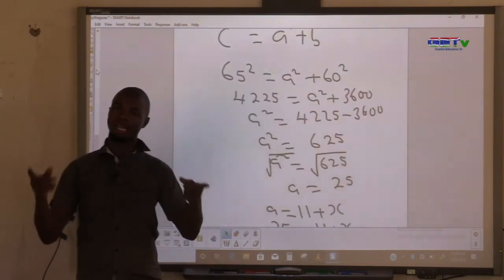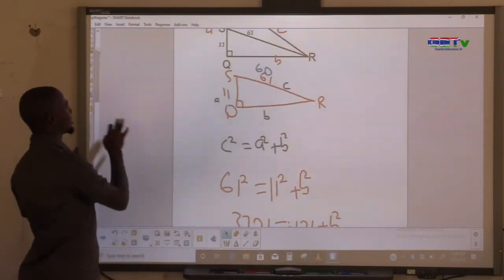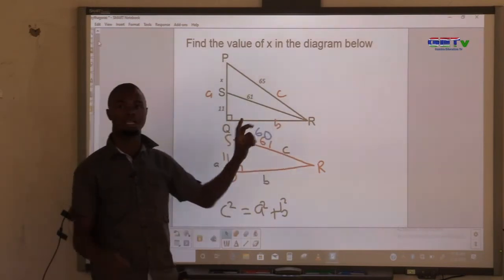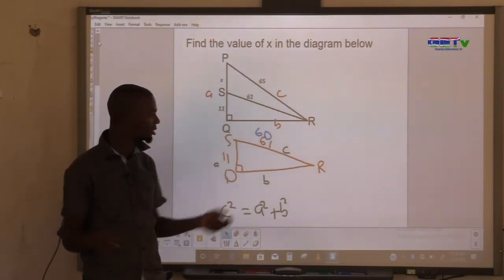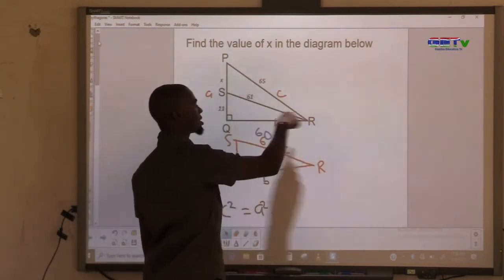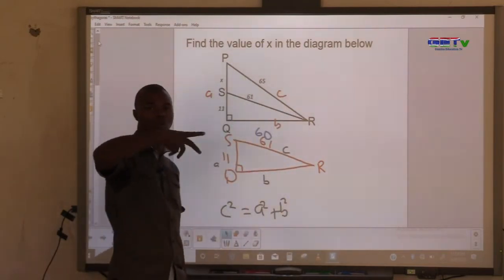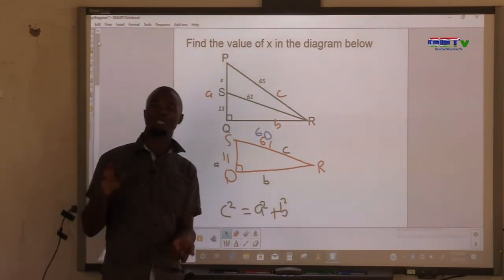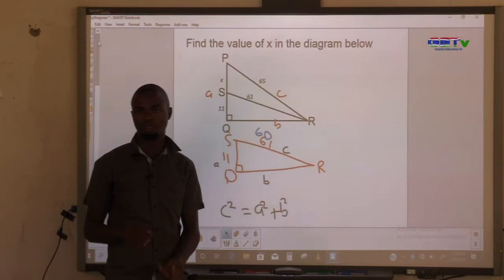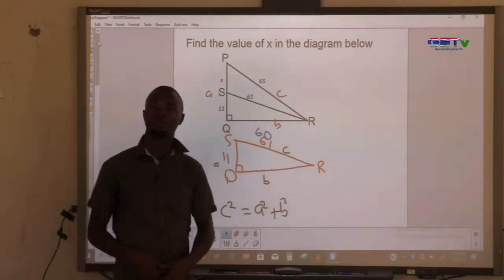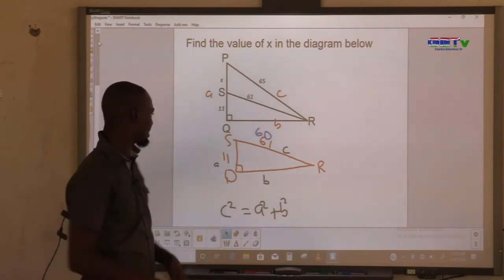So this is what we do to get the value of x. We first find the length QR, that is the smaller right angle triangle. Then after getting that, you can realize we have two complete sides of the bigger right angle triangle. Then we use it to find the third side, where part of it is x, the other part is 11. So subtracting 11 from the whole length of PQ will give you the part that is x.